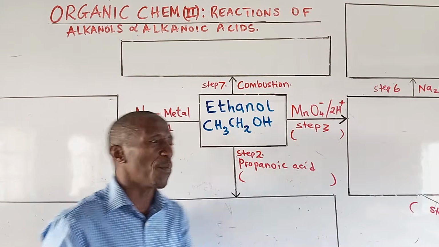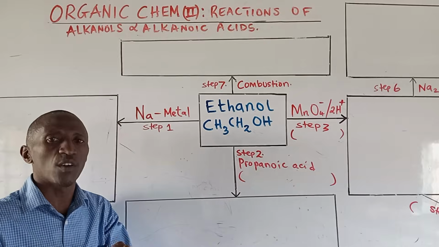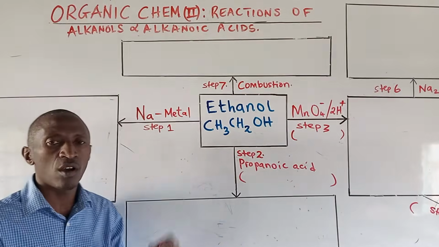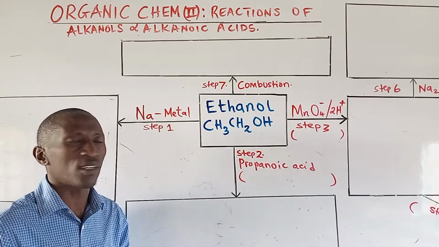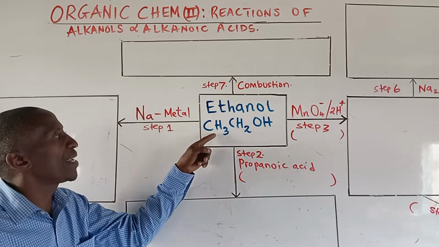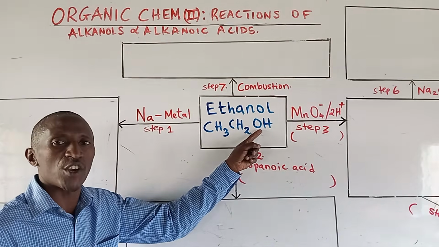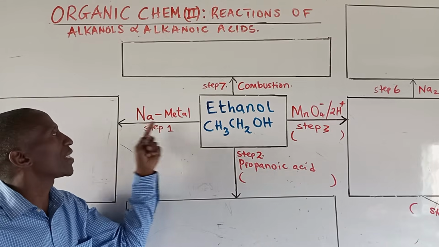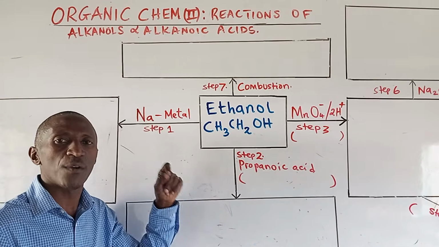Let's get moving. Step number 1. We have ethanol being our representative alcohol. In chemistry, we say alcohol or alkanol, but the two are okay. But this time around, let us refer to them by the scientific name alkanol. So we have our alkanol being ethanol. Eth means 2 carbons, and the functional group is the OH. How does ethanol, the representative of the alkanols, react with sodium? Sodium is representing all the highly reactive metals.